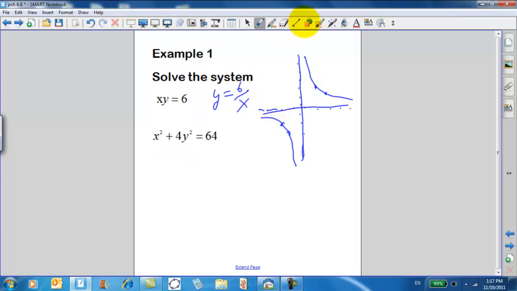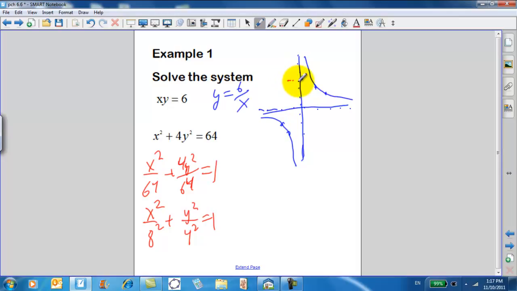Now for this other one, we've got clearly an ellipse, because we have both x squared and y squared. They're both pluses, but not the same coefficient. So we get x squared over 8 squared plus y squared over 16, which is 4 squared, equals 1. So the box of extent for this ellipse is 4 each way in the y, and 8 each way in the x.